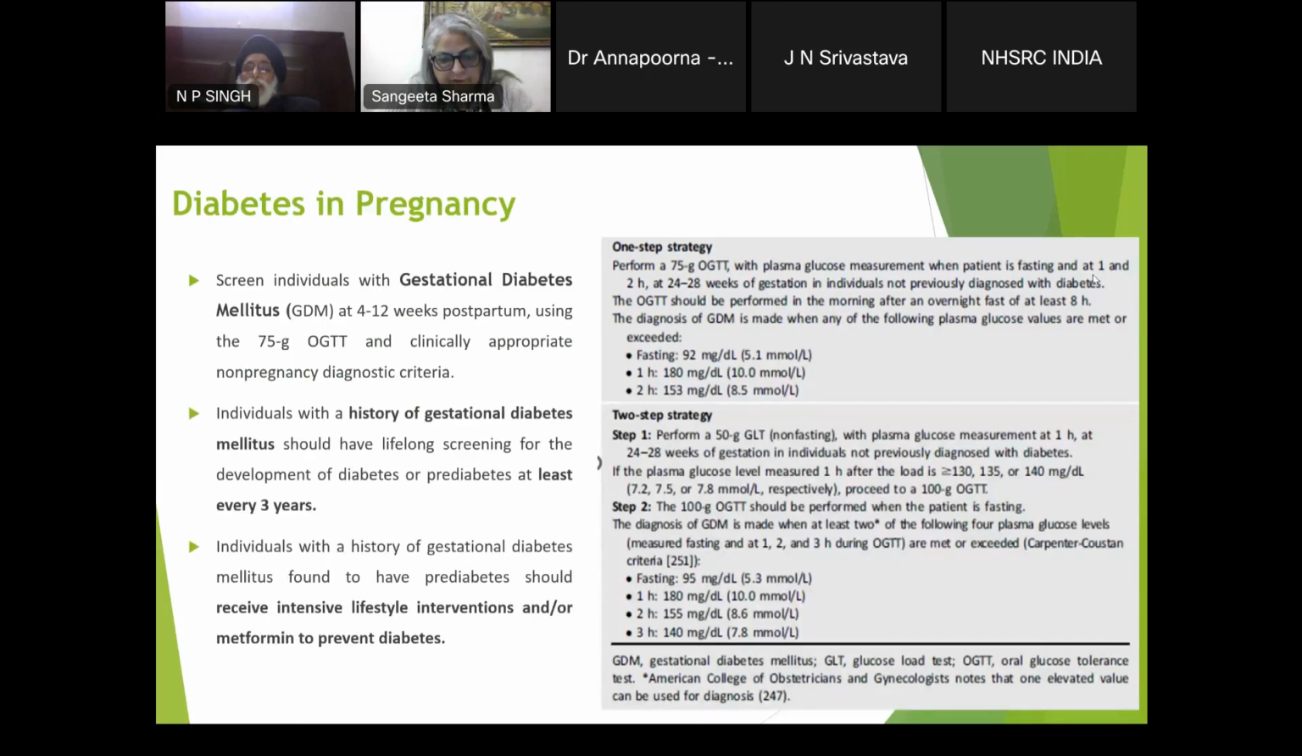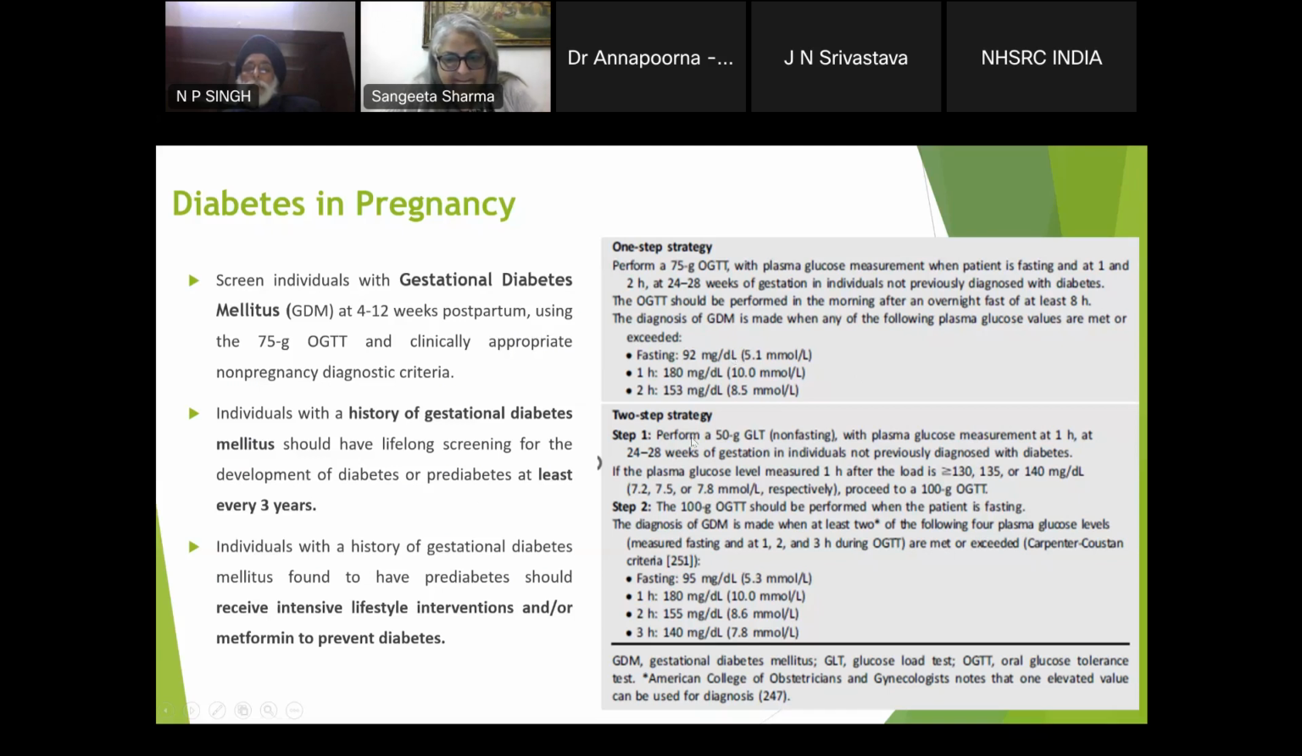Pregnancy is one such important issue, type 2 diabetes in pregnancy. I'll just say that screen the individual now at 4 to 12 weeks postpartum, and especially if a person has a history of gestational diabetes, we should screen every 3 years. I'll not go into details. It is a one-step strategy. First, we should test with 75 grams glucose, and we should test fasting, 1 hour, and 2 hour, and these are the values which will help you make a diagnosis of GDM.